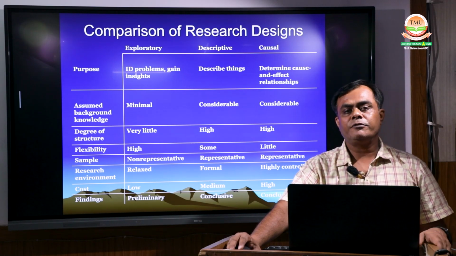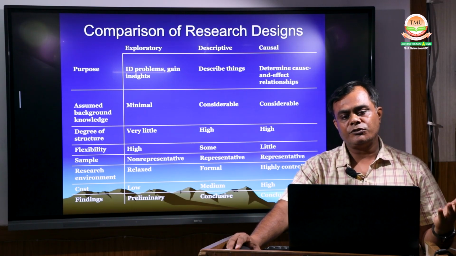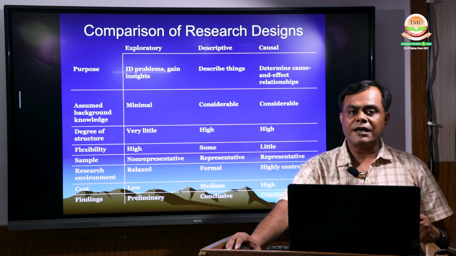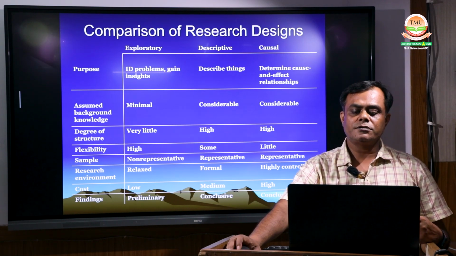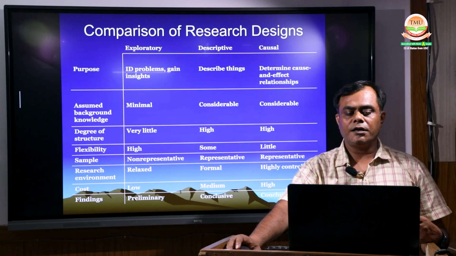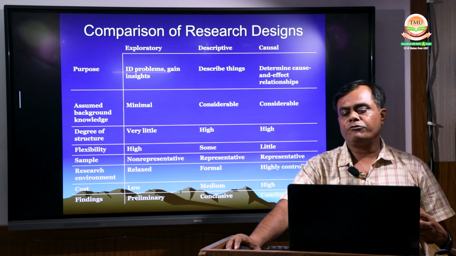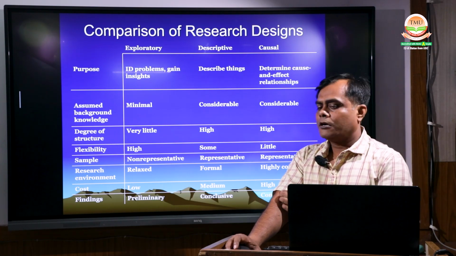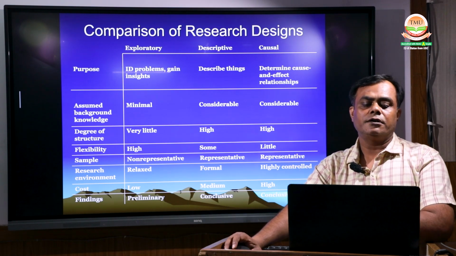If we are talking about the research environment, the research environment is very relaxed in exploratory research, but on the other hand, descriptive research is formal, and the last one, causal research, is highly controlled.